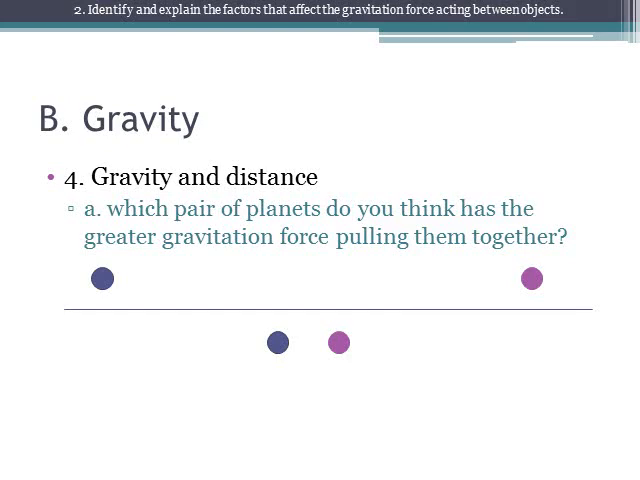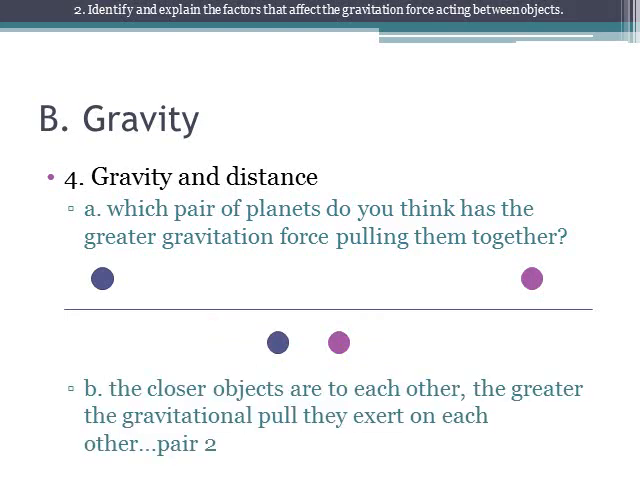I think our instincts probably lead us to say it's the second pair, these two that are closer together. And if that is in fact what your instincts tell you, you would be correct. Because the closer objects are to each other, the greater the gravitational pull they exert on one another. So in other words, here it is pair 2 that has the greater gravitational pull.